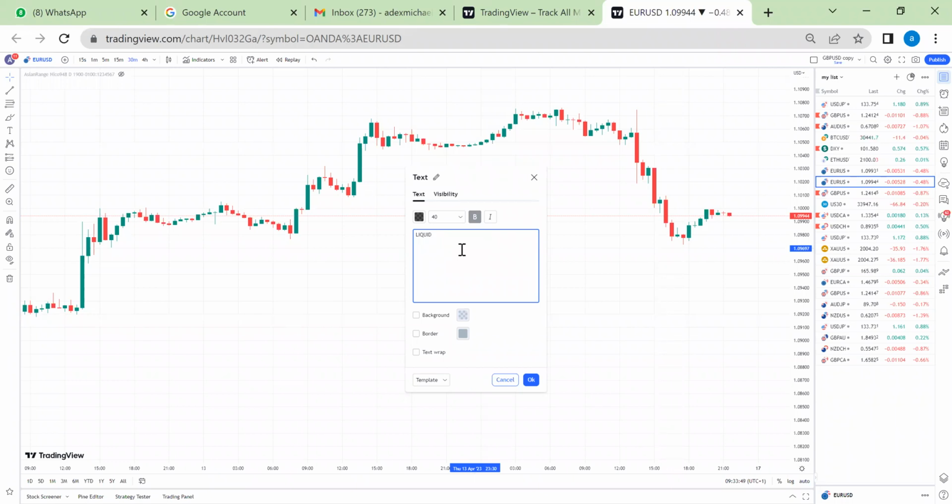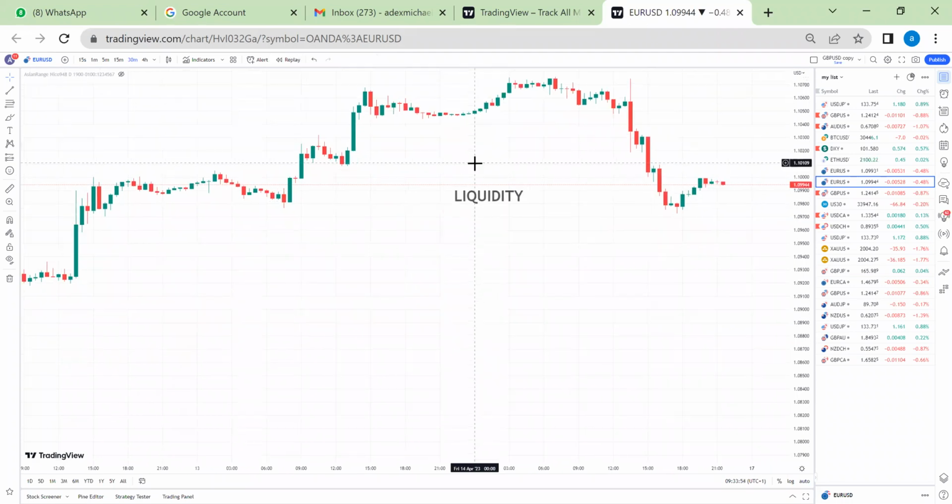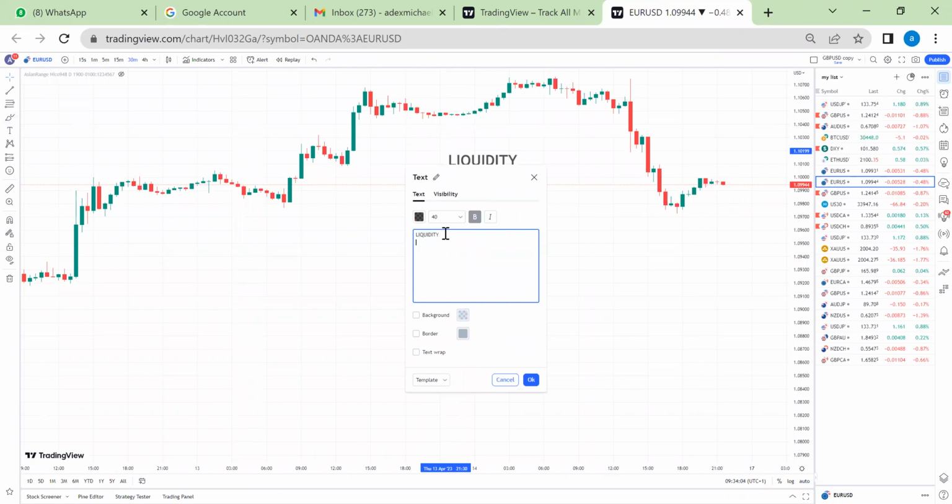So in the last class, we established that we have different types of liquidity. We have equal lows, equal highs, or double bottom, double top, anyhow you want to call it. Equal lows or double bottom, it's the same thing, anyhow you want to call it. And we also have equal highs or double top.